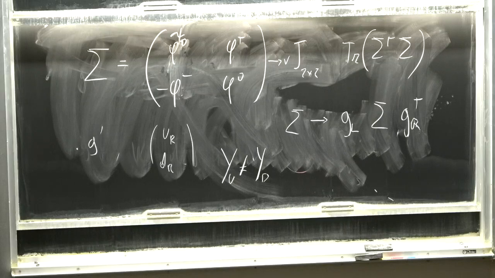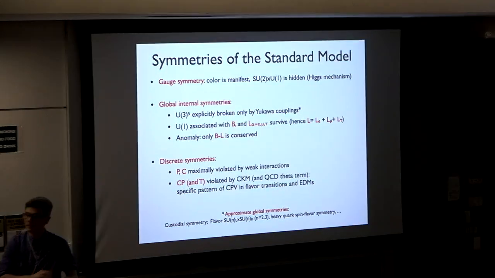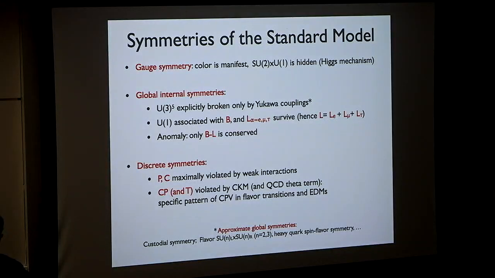So enough for global symmetries, discrete symmetries. Parity and charge conjugation, we saw they're maximally violated by the fact that the theory is chiral. Maximally violated means that for the weak interaction, a left-handed electron feels it, but a left-handed positron does not talk to the W boson. It's maximal violation of charge conjugation. And a left-handed electron talks to the W boson, a right-handed electron does not talk to the W boson in the massless limit, so it's maximal parity violation.